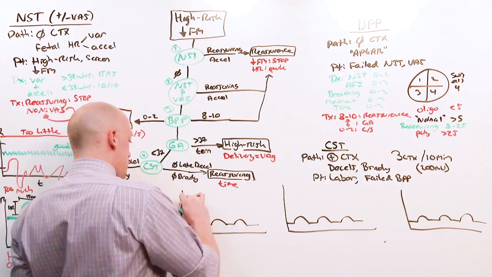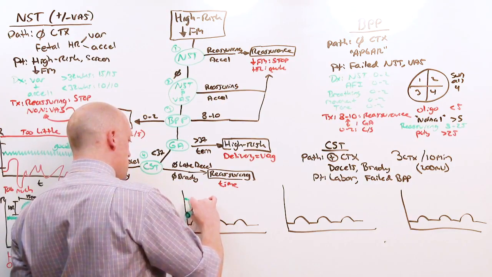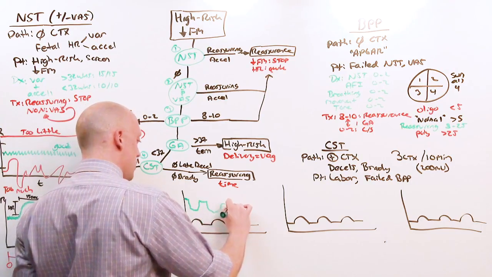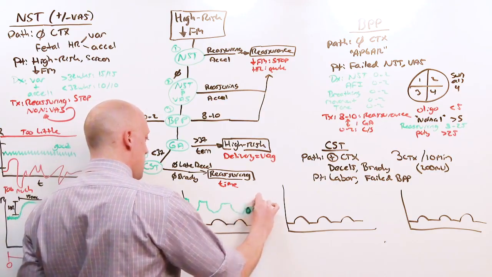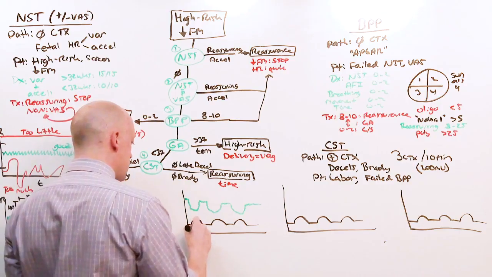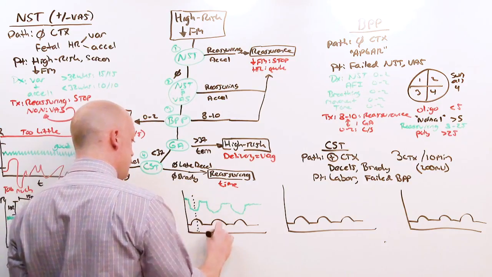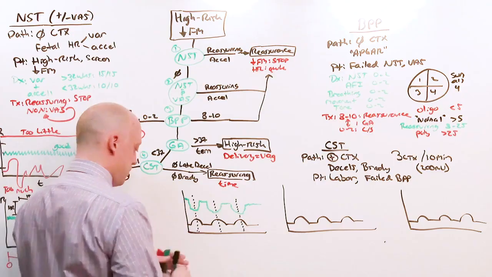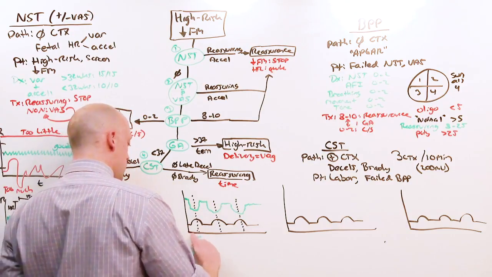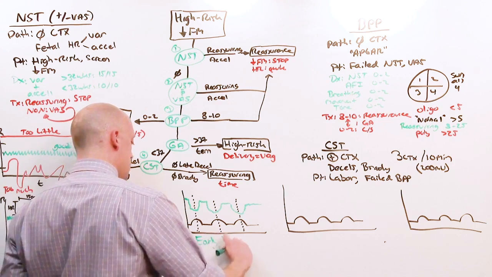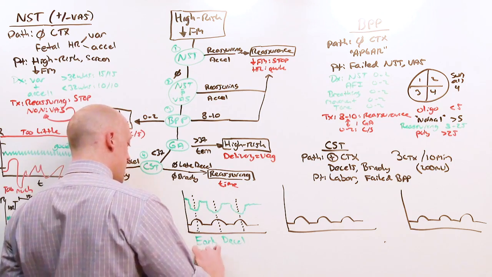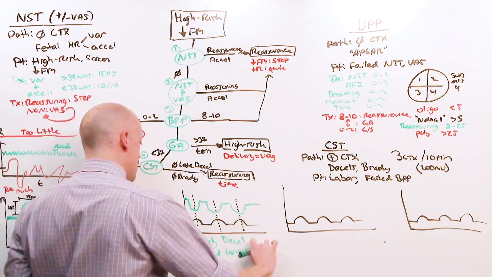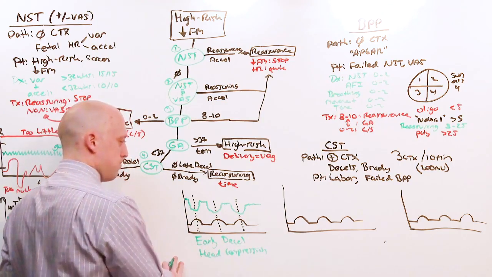Early decelerations are what happens when the decelerations mirror the contractions. That is, the peak of contractions occurs at the exact same time as the trough or the valley of the fetal heart rate. This is an early deceleration and represents head compression. This is the most benign and requires no action.